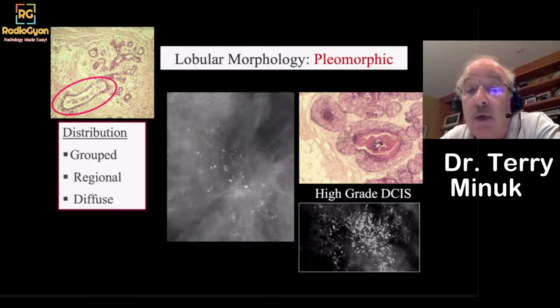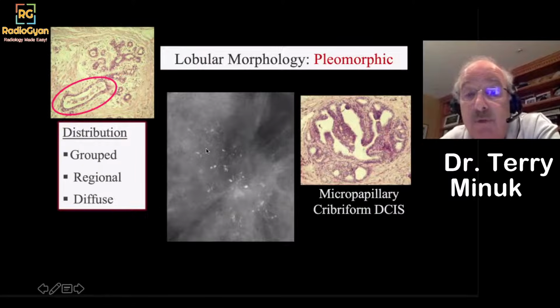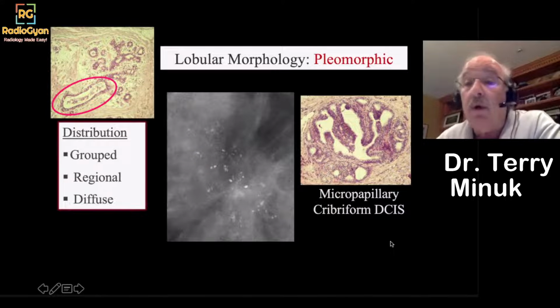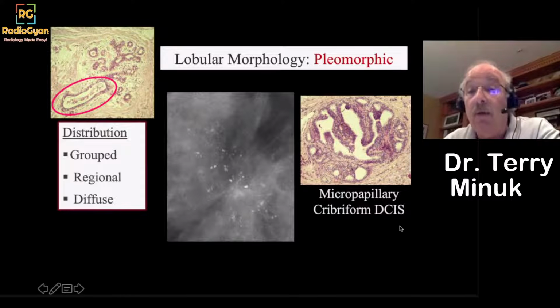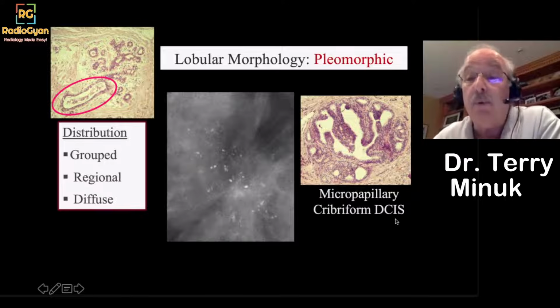Now, let's look at these lobular calcifications that are malignant, and see what's going on in this duct that could account for this. So here's a cross-section of a duct full of these calcifications. Now, this is known as micropapillary cribriform DCIS. Now, we saw earlier solid DCIS. Well, another type is called micropapillary, and another type is called cribriform.